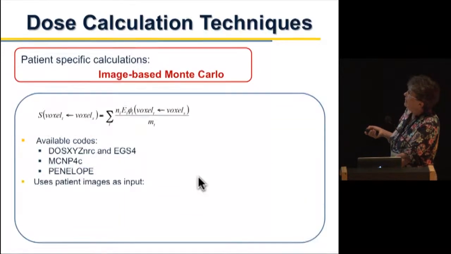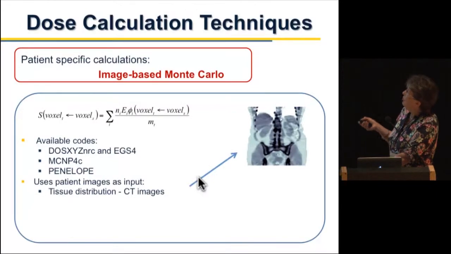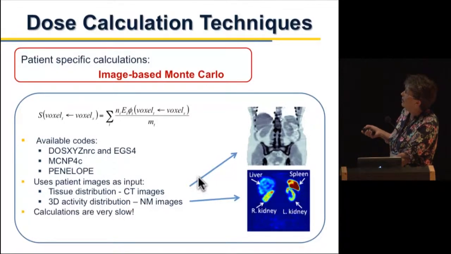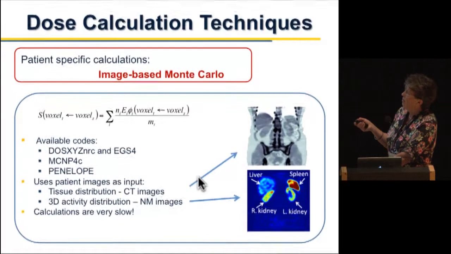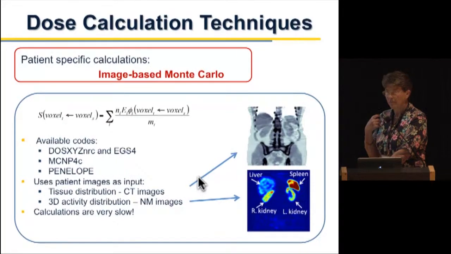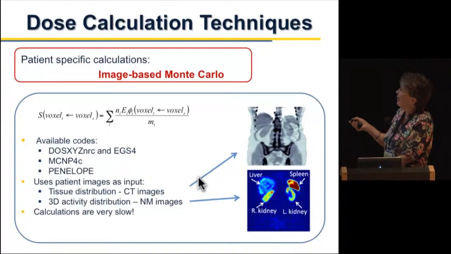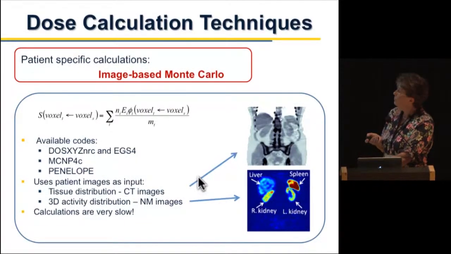And the last one is the completely image-based patient. We use patient CT images. We use nuclear medicine distribution of activity. We combine them using DOSXYZ or PENELOPE or other programs. The calculations are personalized and are the best, providing that we have accurate information on activity distribution. They are very slow.